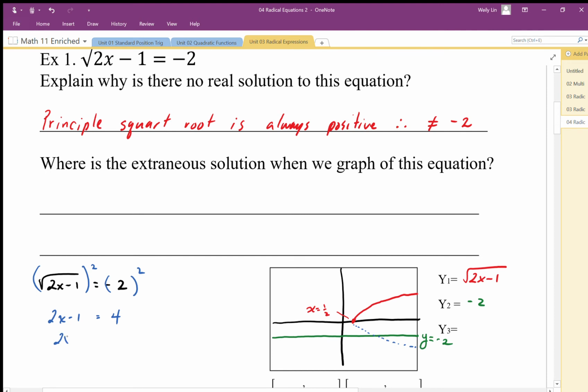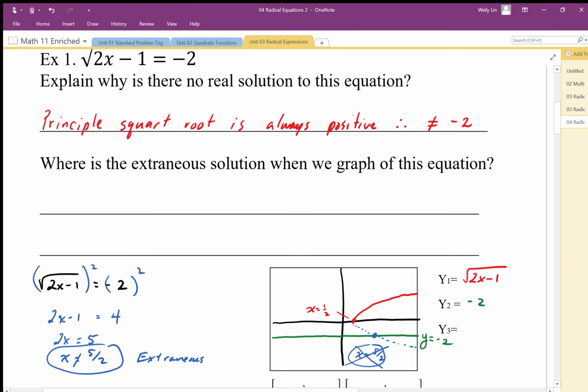So when we solve this, we get the extraneous solution x equals 5/2, and this is extraneous. It doesn't work when we plug it in. When we plug it in, we end up with the square root of 4 equals -2, and that's not true. And there's our extraneous solution at x equals 2.5. Again, this is extraneous because it doesn't actually exist.